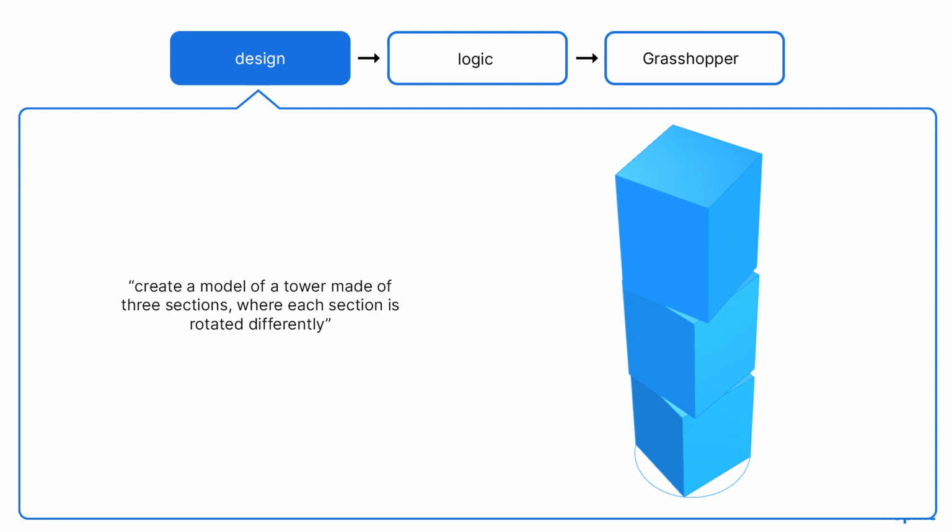Let's say we want to create a model of a tower made of 3 sections, where each section has a different rotation. Our aim could be to set up a massing model where we can test different proportions and rotations. Before I show you the logic we're going to use, pause the video and take a minute to come up with a series of geometrical operations you would use to generate this form in Grasshopper. There are many different ways to create this form, and the one I will show you is just one of many. Here are the steps to build our script.